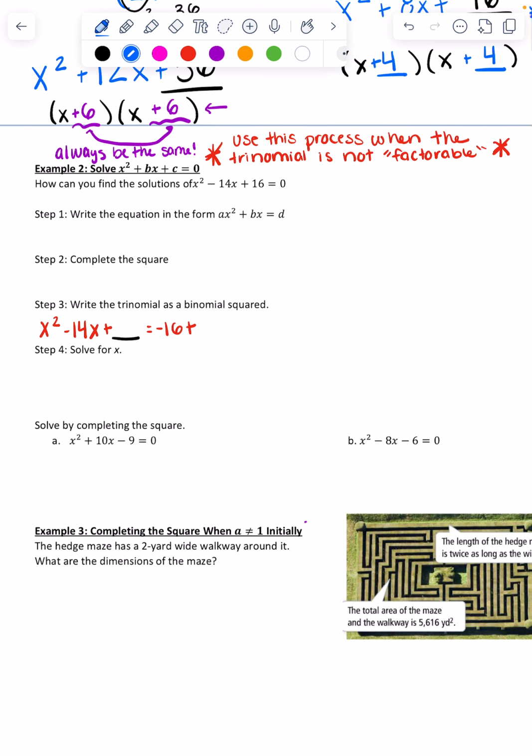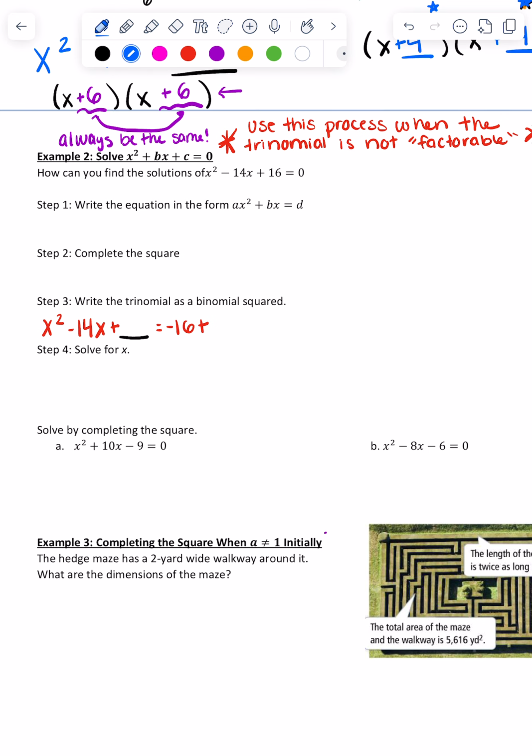So in example 2, the question is, how can we solve the solutions of this equation right here? The difference in example 2 is now we're set equal to 0, and we still have this perfect square trinomial, and this time we don't have the c value missing. Last time we had to find it.